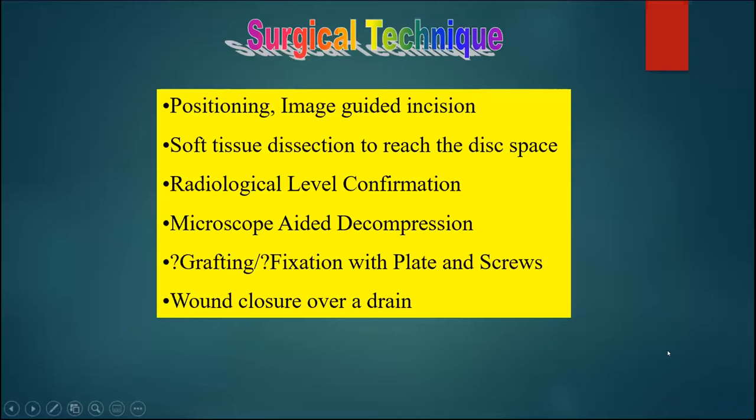What we're going to talk about essentially is positioning, the image-guided incision, which means that you take the C-arm and then mark the incision depending on the level you want to operate, the soft tissue dissection, the radiological confirmation, the decompression, which fundamentally is decompression of the dura, not the posterior longitudinal ligament, the grafting, and finally, always closing the wound with a drain.